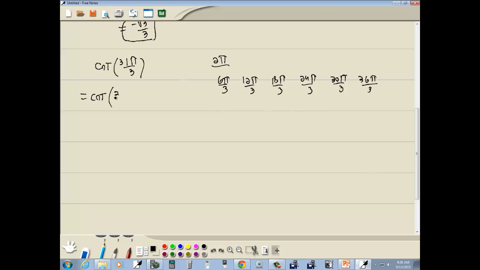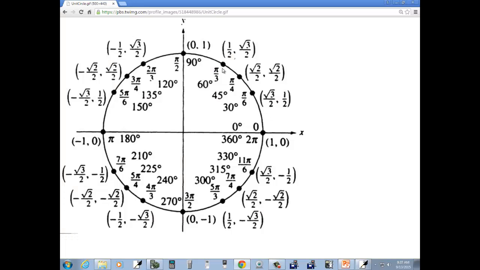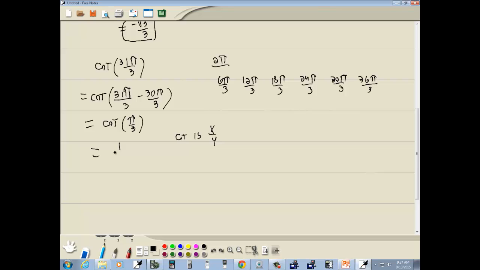So I got cotangent of 31 pi over 3 minus 30 pi over 3 gives me cotangent of 31 minus 30 is 1, so 1 pi over 3, or simply pi over 3. Just like before, remember cotangent is x over y. So I'm going to pi over 3, which is right here, x over y. So we're going to have 1/2 over square root of 3 over 2. Well, the 2's would cancel, and we'd have 1 over square root of 3, multiply top and bottom by the square root of 3, and we got square root of 3 over 3. And that's our answer.